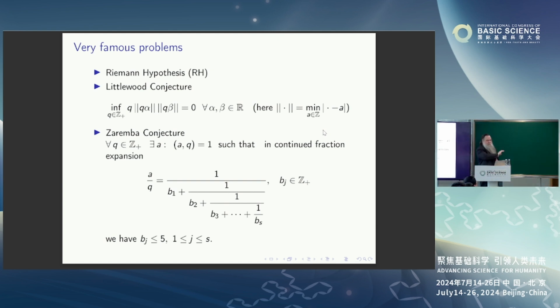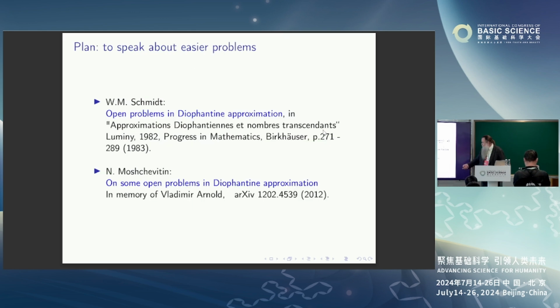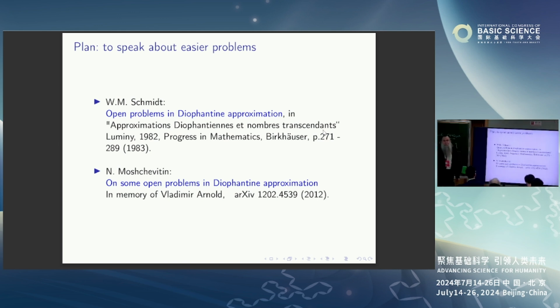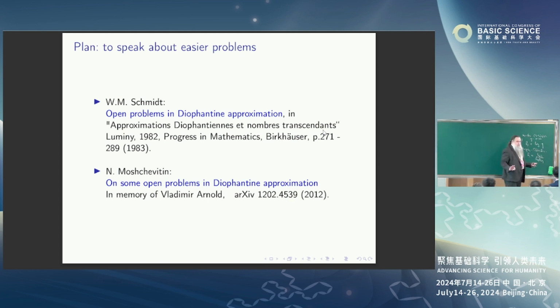Okay, but these very important problems, which I will not speak about, I want to speak about easier, simpler, and much less known problems. And it seems to me that this is important because, in particular here, there are a lot of young people, and to solve problems, you should be young, and then you have some opportunities. So I will follow the ideas of the famous paper by Wolfgang Schmidt, where he formulated several open problems which are, for instance, much easier than the Riemann hypothesis or the Littlewood conjecture.